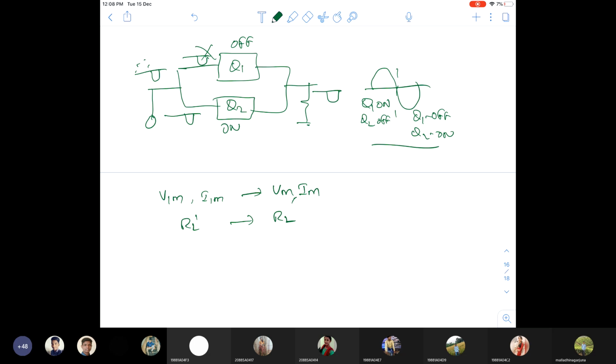So the only thing is, in complementary symmetry also, push pull is the same as it is, copy paste. No change. For this also you get 78.5%. Power dissipation derivation is the same, everything is the same.